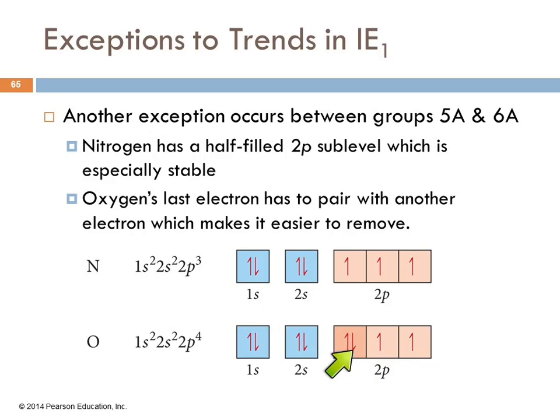Oxygen, if oxygen loses one, then it becomes half full. And that's kind of a good thing. So oxygen's last electron is having to share. It has to pair up. And so this one's going to be easier to lose than one of these guys.